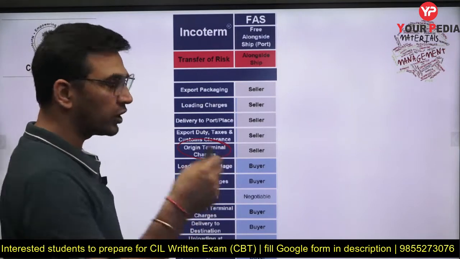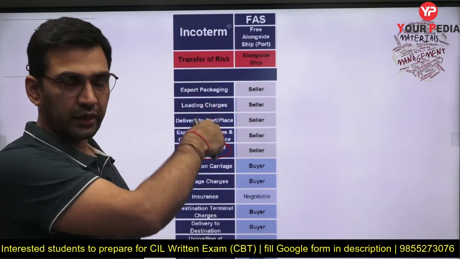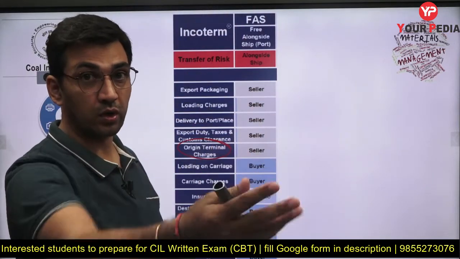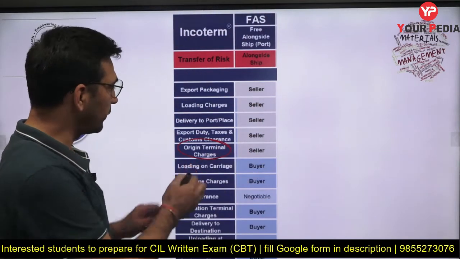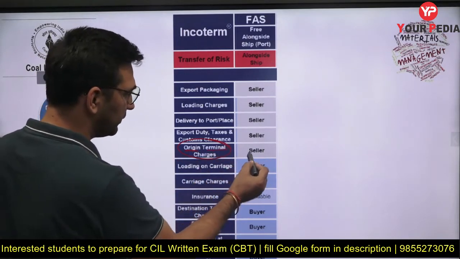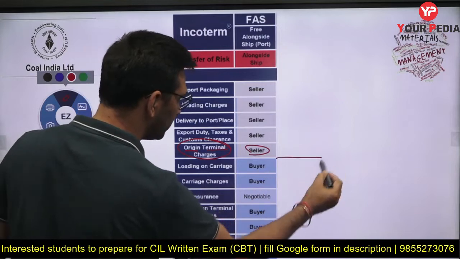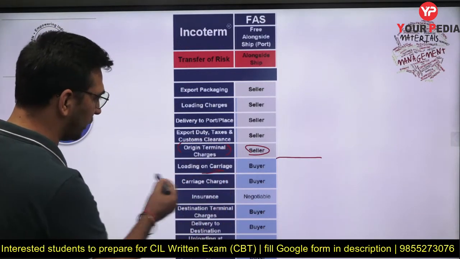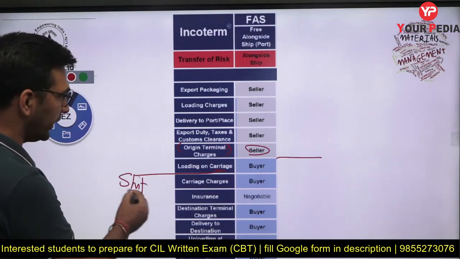Origin means, if the example that I have taken is Tokyo, because the same thing is going to happen on the India side also. You are going to have the port also. Origin, the country from where it is originating, right? So that means terminal charges, seller. Now that's all. Now loading on carriage. Carriage here means ship. So loading on ship.